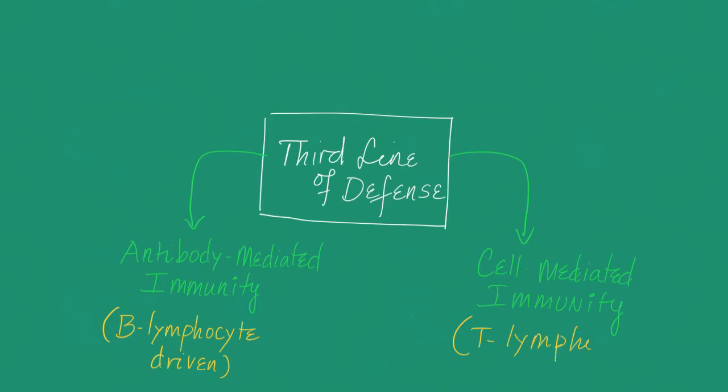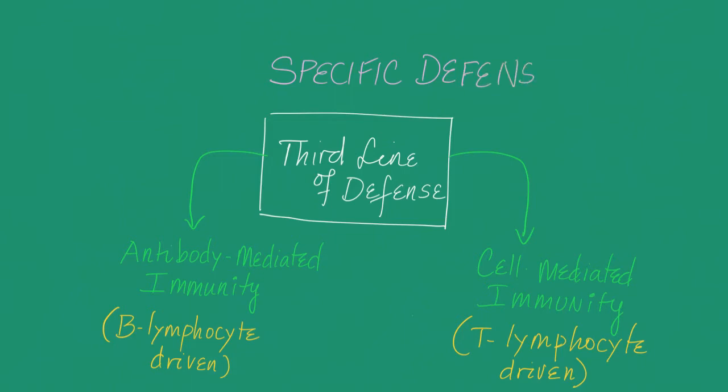Both of these types of immunity are highly specific, and they must actually be primed by an antigen-presenting cell before they will target a pathogen. They are not part of the general surveillance or general immunity.